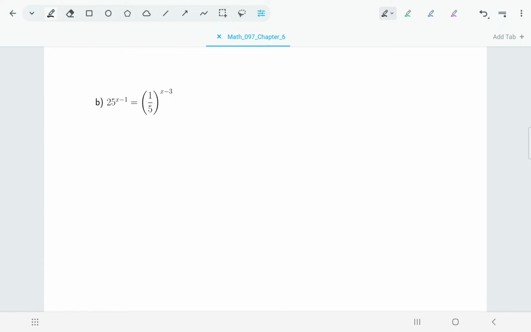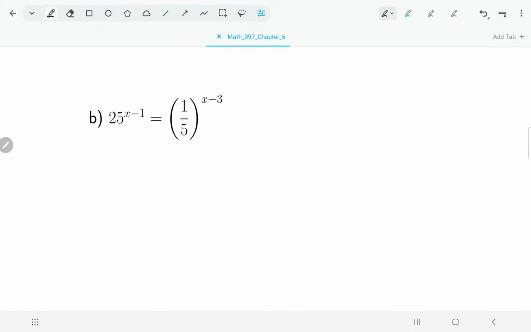The next one is not in that form quite yet. I have one exponential function equal to another, but we'll notice that the exponential functions have different bases. The first one has base 25, the second one has base 1/5. But this is where we take a moment to think about things and notice that both of these bases are really just powers of 5. 25 is just 5 squared, so the left side I could rewrite as 5 squared to the power of x minus 1. And 1/5 is really 5 to the power of negative 1. So the right side I could write as 5 to the negative 1 to the x minus 3.